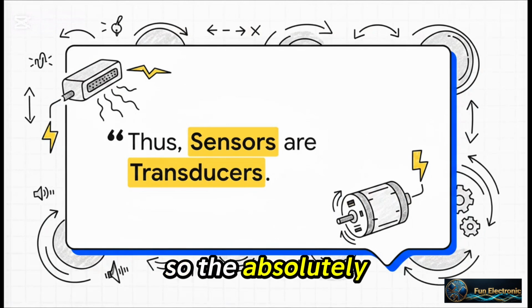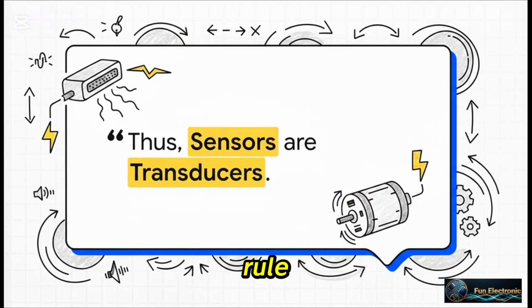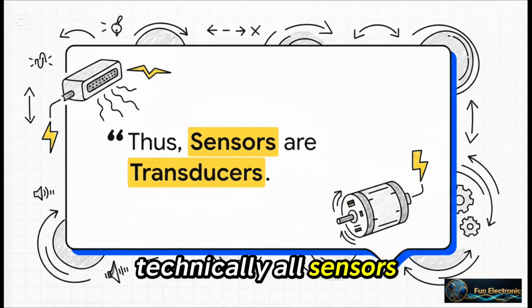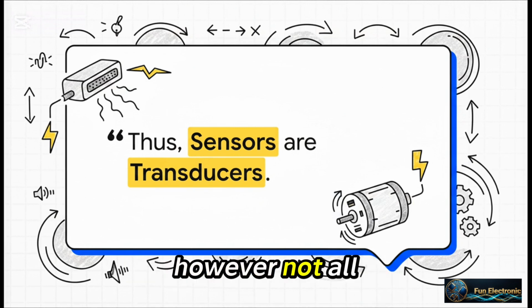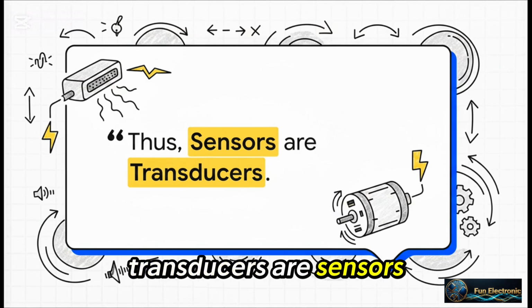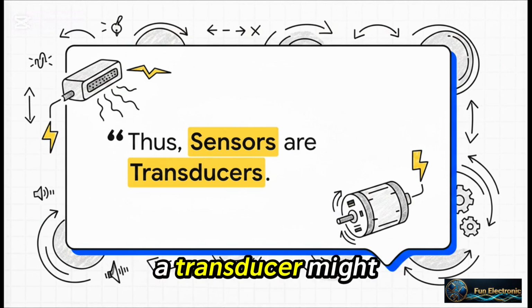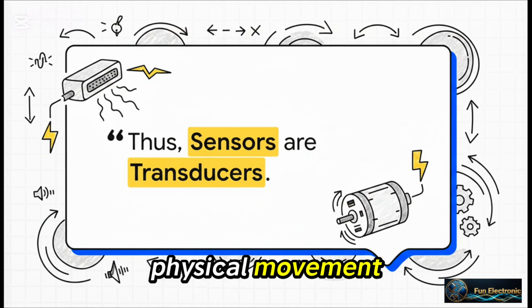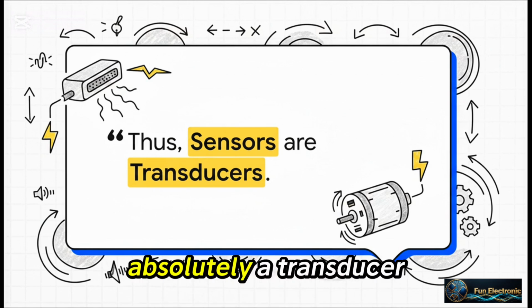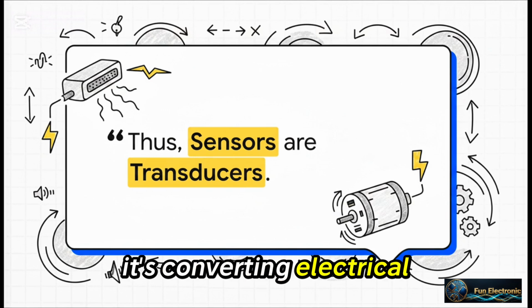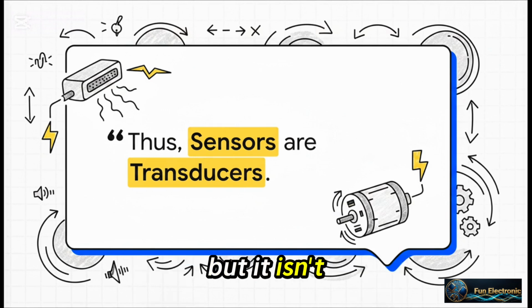So the absolutely crucial point here is this golden rule. Technically, all sensors are transducers. Why? Because they convert energy into an electrical format. However, not all transducers are sensors. For example, a transducer might convert electricity into physical movement, like an electric motor spinning a fan blade. That motor is absolutely a transducer. It's converting electrical energy to kinetic energy, but it isn't sensing anything at all in the environment.